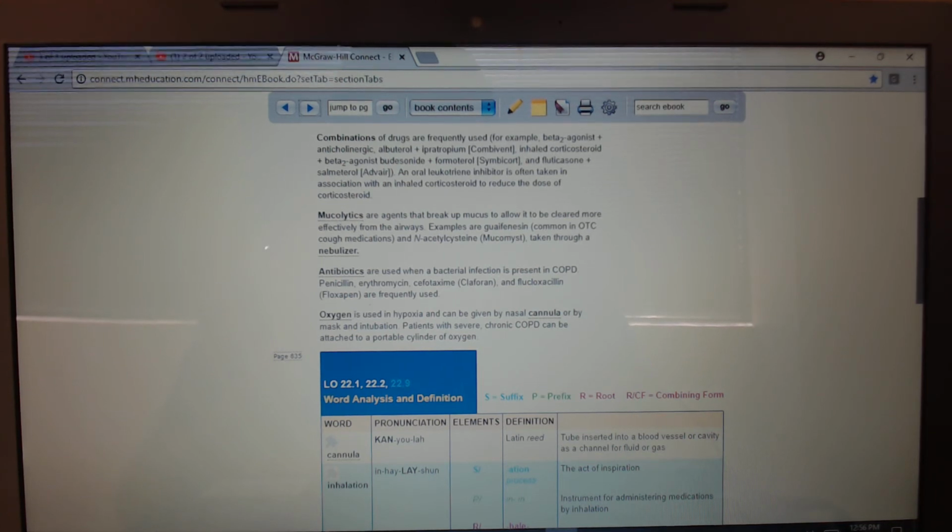Mucolytics are agents that break up mucus to allow it to be cleared more effectively from the airways. Examples are guaifenesin, common in over-the-counter cough medications, and N-acetylcysteine, Mucomyst, taken through a nebulizer.